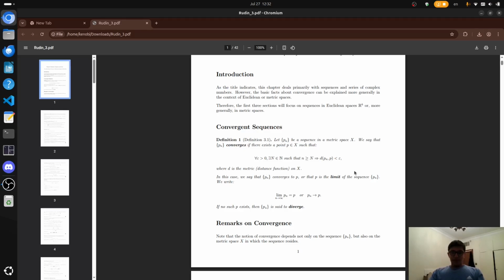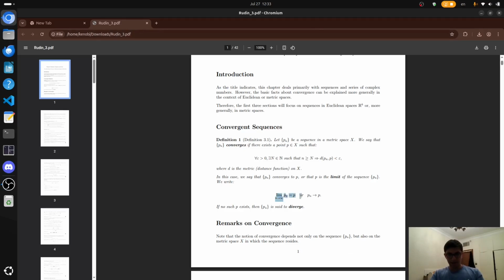And what this means is that basically you can choose any region epsilon as small as possible, and for each region you can fit infinitely many n's, starting from one point n onward, such that their distance is less than this epsilon. So you can find infinitely many points lying in this neighborhood of the limit point, basically. So that's what a convergent sequence is.